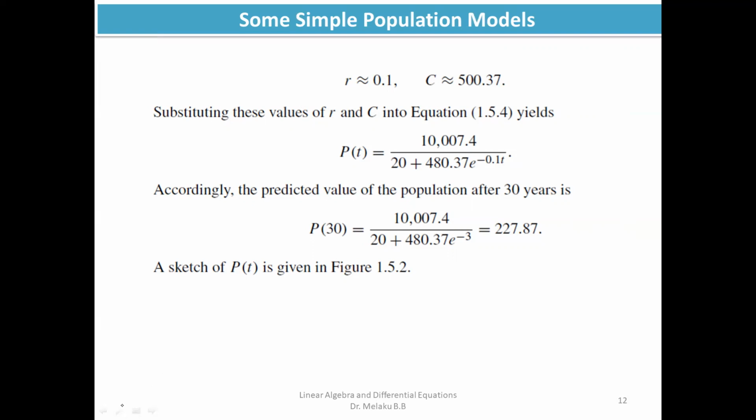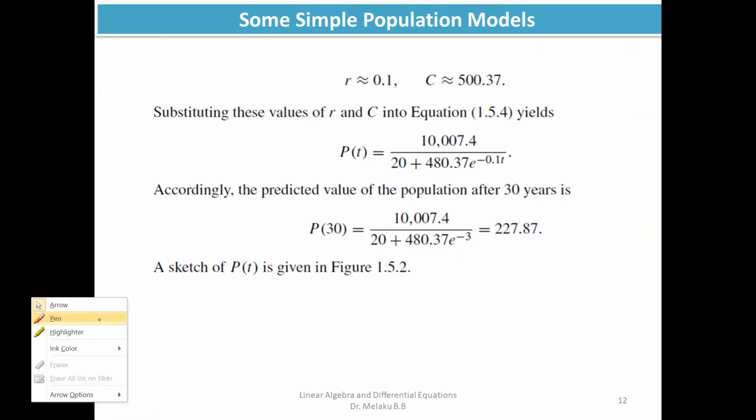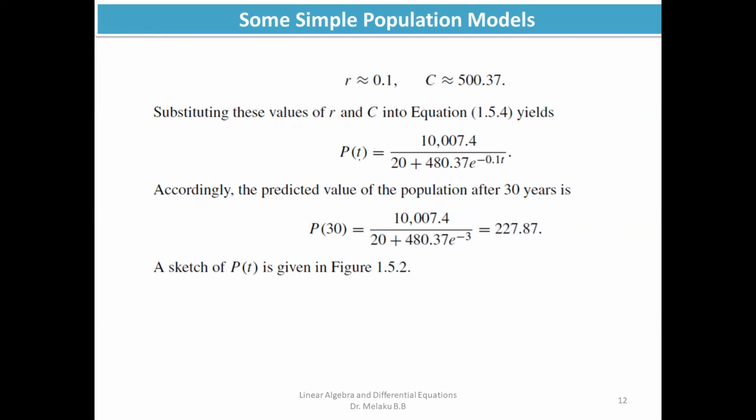Now we can substitute in the logistic model, and upon substituting, P at t will be given as this one, which you can see is only dependent on time t. Now the population after 30 years is simply substituting 30 in place of t. Then P at 30, the population after 30 years, will be what?